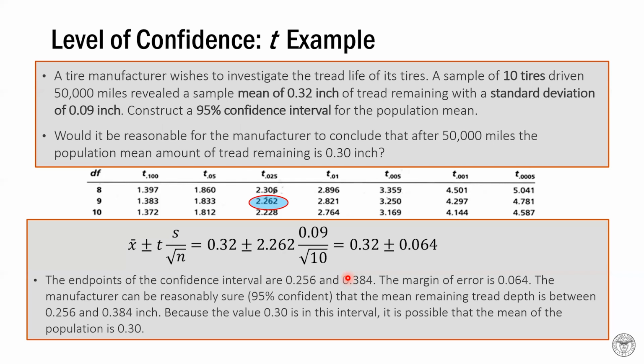Because the value 0.30 is in this interval, it is possible that the mean of the population is 0.30.